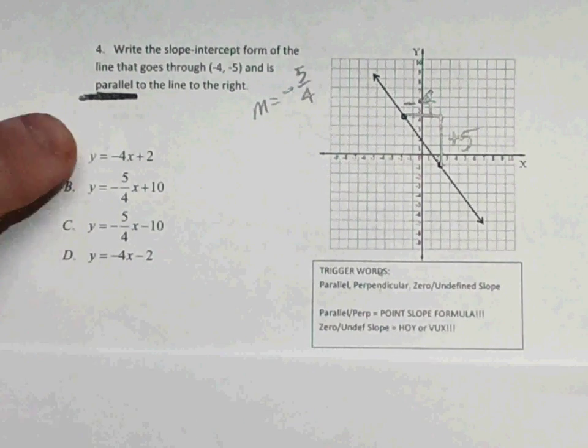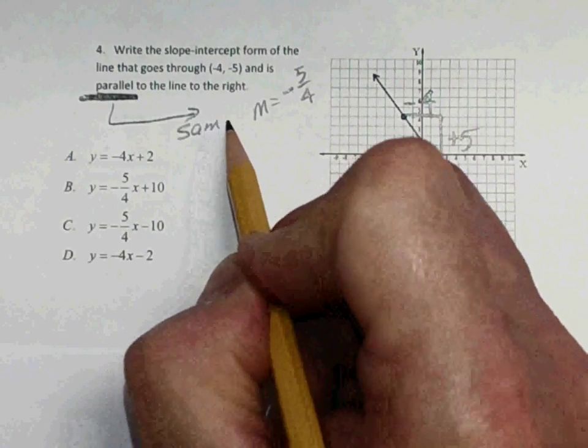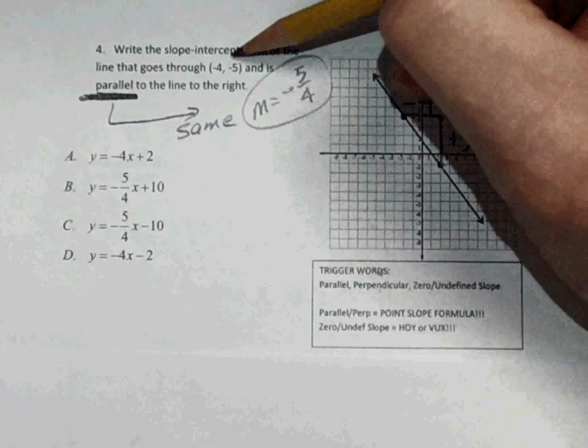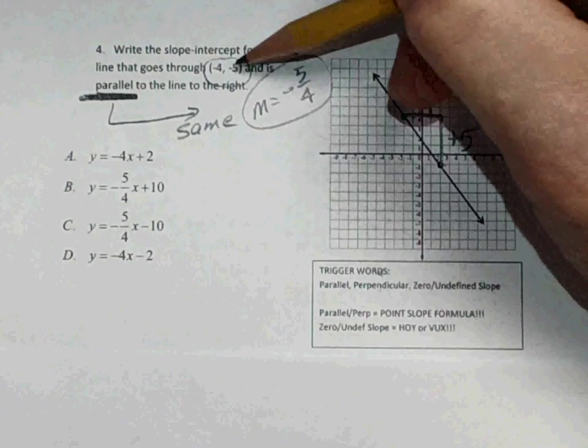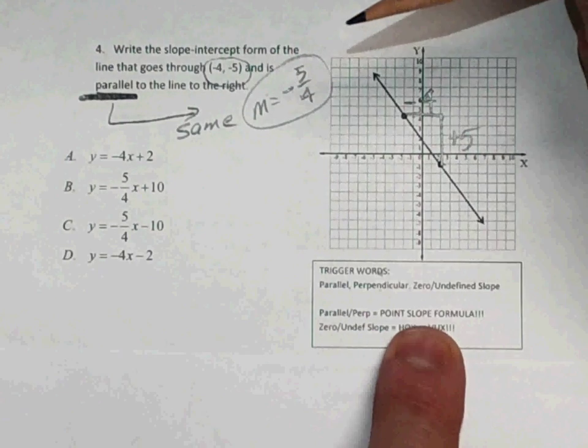So now I'm going to use the same slope, so I don't have to mess with this. I'm going to use the same slope as this guy, but I want to go through this point. I have a point and a slope. Oh, about the point slope formula.